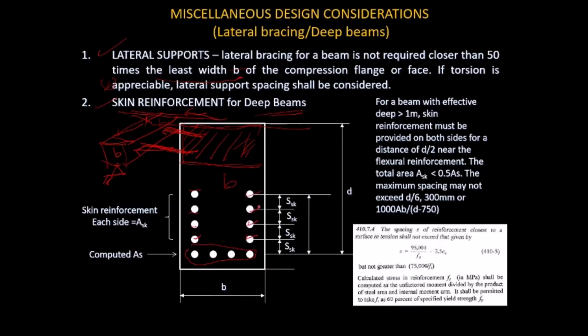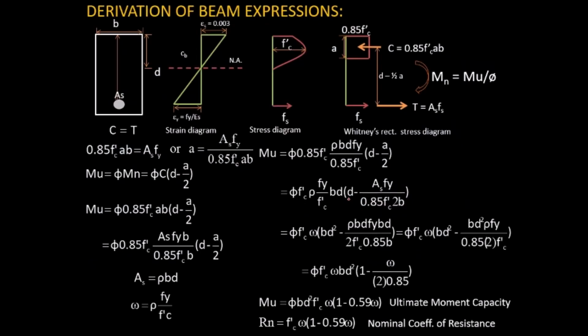So for a beam with effective depth greater than 1 meter, okay. So, ibig sabihin, ang minimum depth natin kapag ang depth ng beam natin is 1 meter and greater. Makapal na yung 1 meter. Imagine kayo ng beam na 1 meter, diba? So, kailangan ng skin reinforcement.